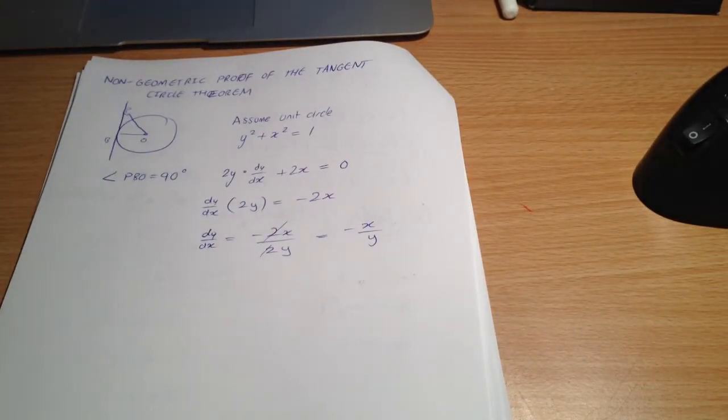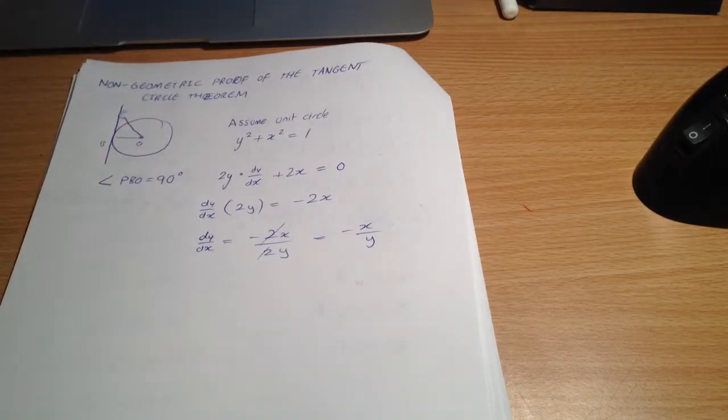And you'll probably know this because the derivative of a circle which is centered on the origin will always be negative x on y when we're considering the slope of the tangent at any point around that circle. But of course, we're assuming the unit circle here.